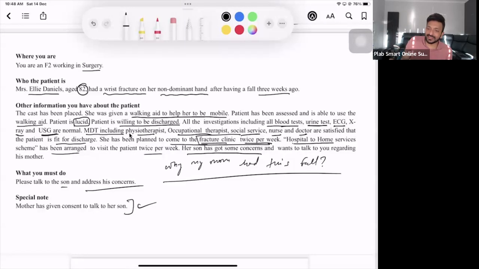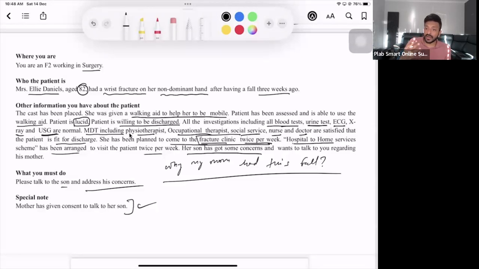These patients in the hospital, it is going to be a source of infection. Hospital acquired pneumonia, another infection the patient can have. But then the son is like, when you don't know the cause of the fall, how can you send my mom home? So what you need to do, you need to do counseling here. All the investigations and everything came back normal. Then the son is like, why did she have this fall?